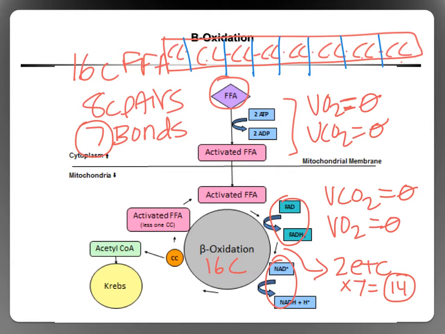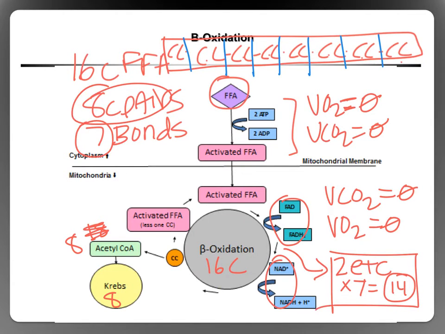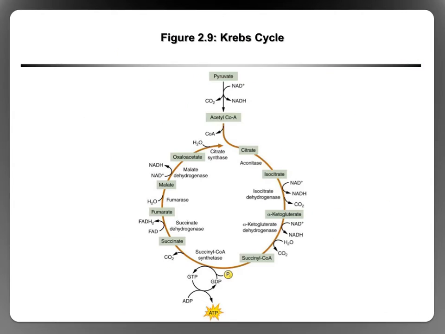And then we end up sending 8 carbon pairs, or I should say 8 carbon pairs become 8 acetyl-CoA, and therefore we're going to go through Krebs 8 times. So for now, just keep this number in mind, 14 times through electron transport chain. Let's review what happens in Krebs cycle. Okay, so we're talking about FFA.